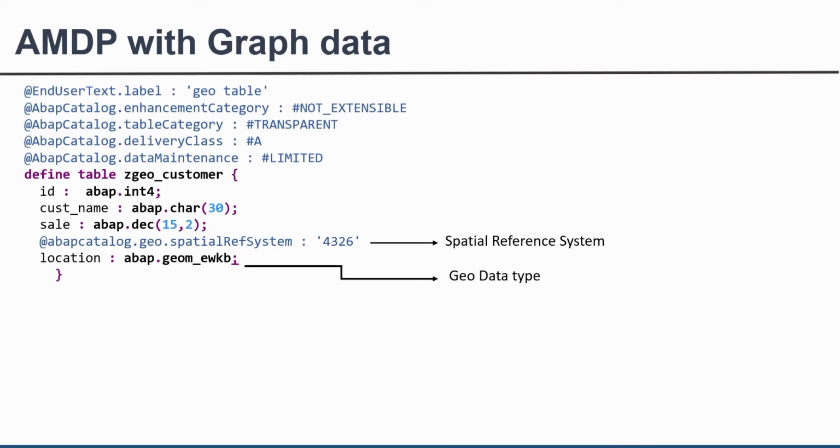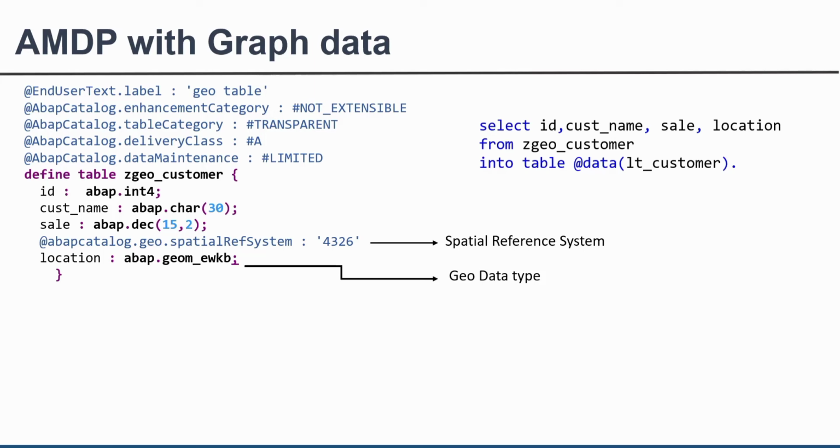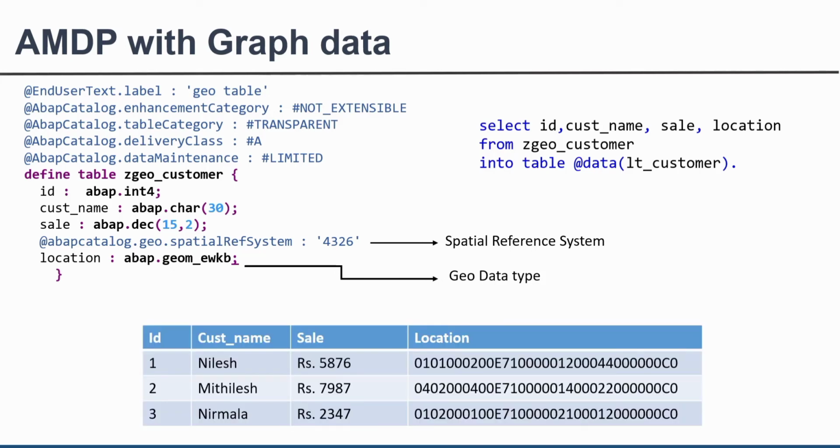Now if I want to create a select statement with this table, I can write: select ID, customer number, customer name, sale, location from ZGO customer into table @data(lt_customer). This is a normal select statement. However, if you see the output, you will see something similar to this. The first column is ID 1 2 3 4, then customer name, then sale, and in the location field there is a binary number which has been generated. It is very difficult to understand the meaning of this binary number.